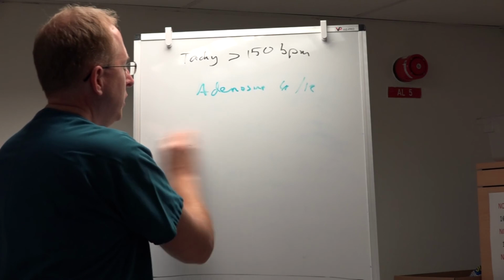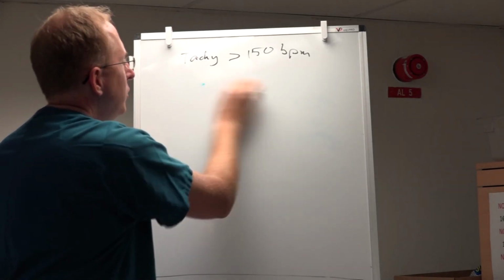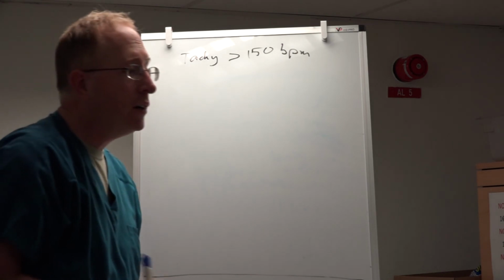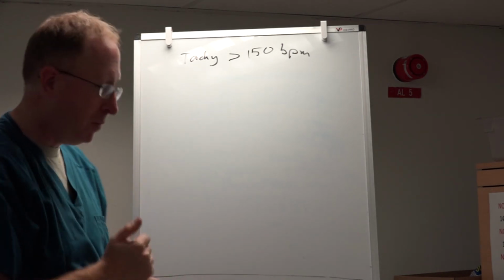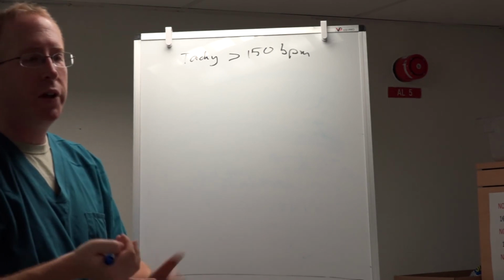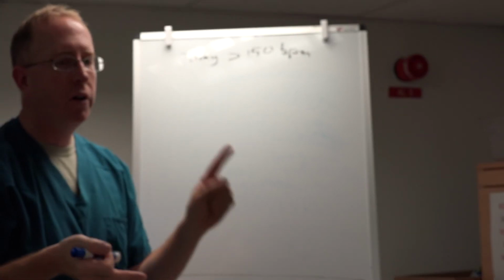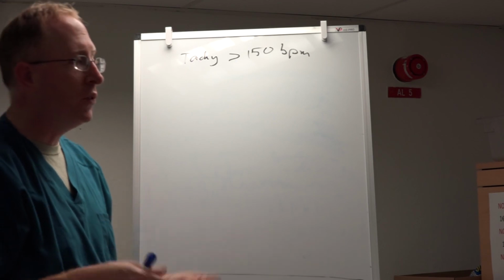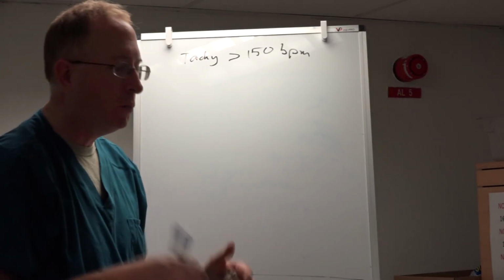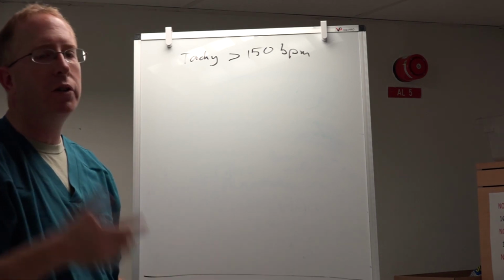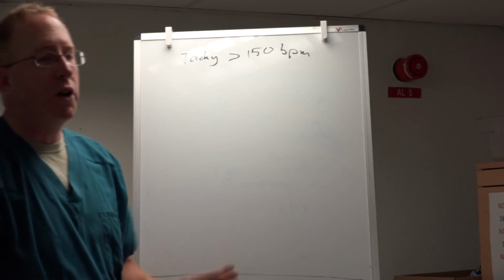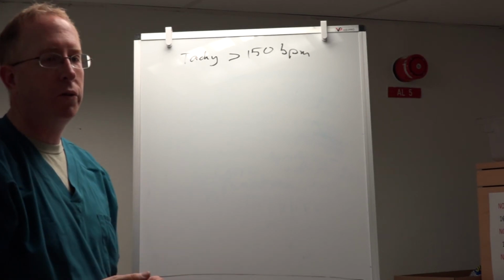Vagal maneuvers. Those are the things you want to do if they're relatively stable. Maybe they have a little fluttering in their chest, maybe they just feel funny, but they're normotensive. They know where they are. They can talk to you in a normal sentence almost. Encourage them to try vagal maneuvers while you're getting the IV and trying the adenosine. But if they're stable and they've got this, don't shock them. Try the other measures first.